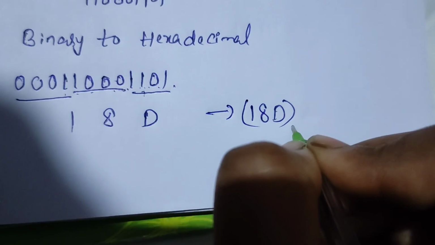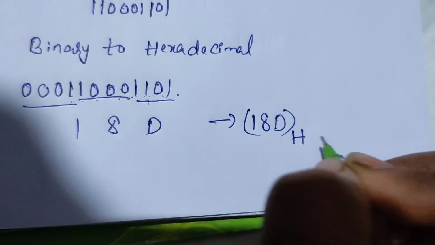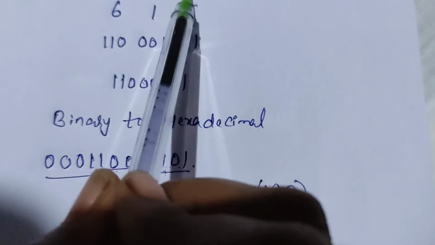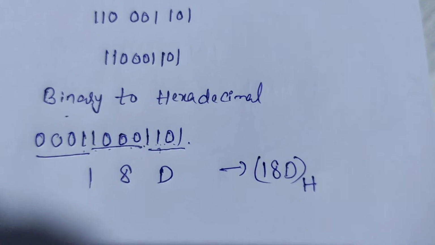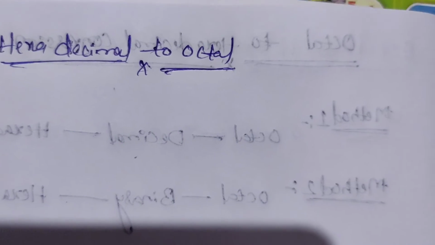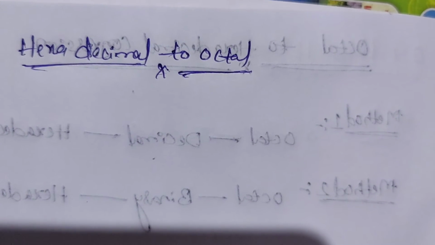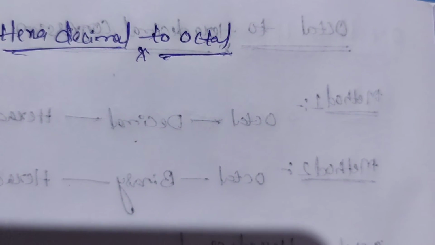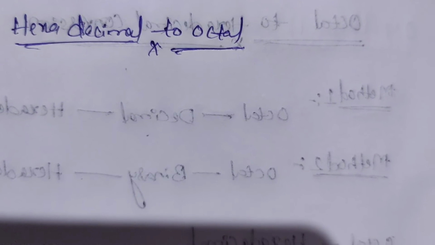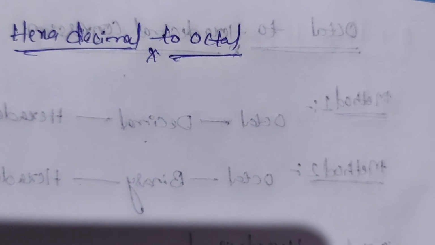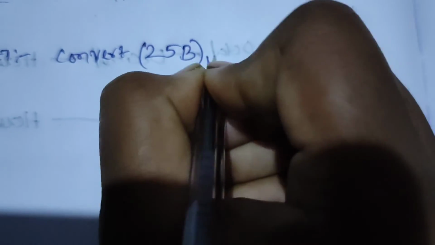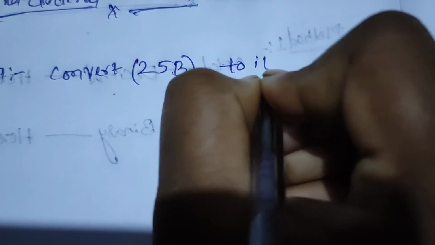So in this way an octal to hexadecimal conversion is done, first by converting octal to binary and then binary to hexadecimal. Similarly, a hexadecimal is converted to octal first by converting the hexadecimal to binary, and then binary is converted to octal. So let us see it with an example. Convert 25B, a hexadecimal, to its equivalent binary.